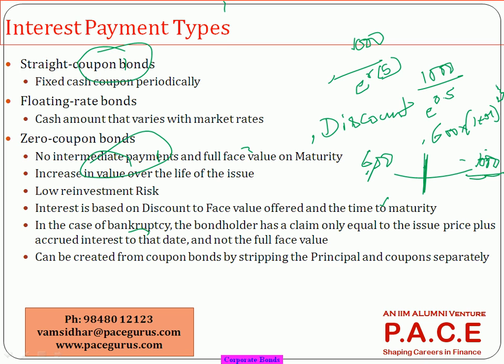Let's say you have taken an FD for 5 years. You have paid 600, but the FD says you will get 1000 after 5 years. But after 2 years, the bank got closed. How much should you get? You should not get 1000.